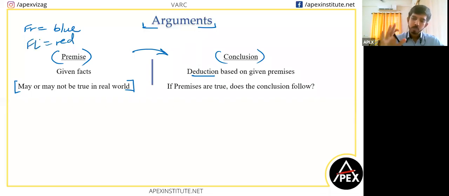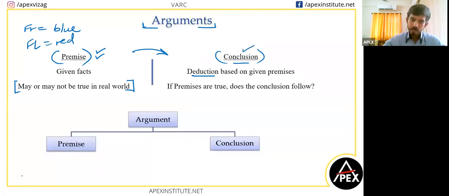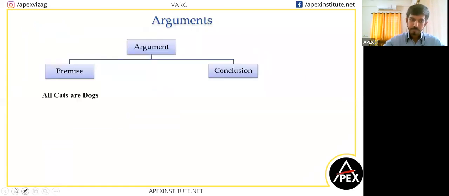So you have to trust this premise for the purpose of your question. You can't say that this premise is false. Whatever is given to us in today's questions, we have to just assume that the premise is true. And from that premise, we try to reach conclusions. From what is given, whether we can judge another sentence is true or not, which is your conclusion. So let's take a few examples immediately. Argument made up of premise and conclusion.